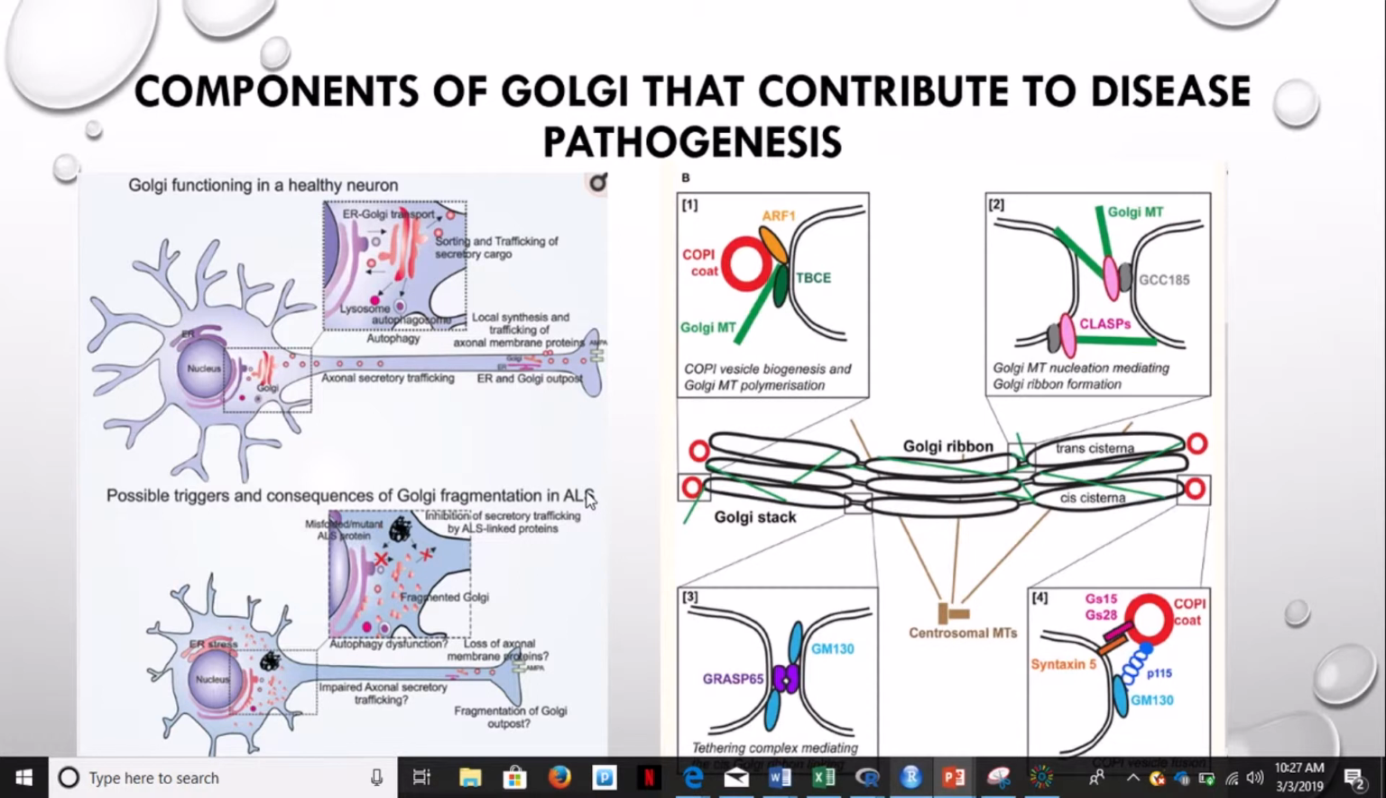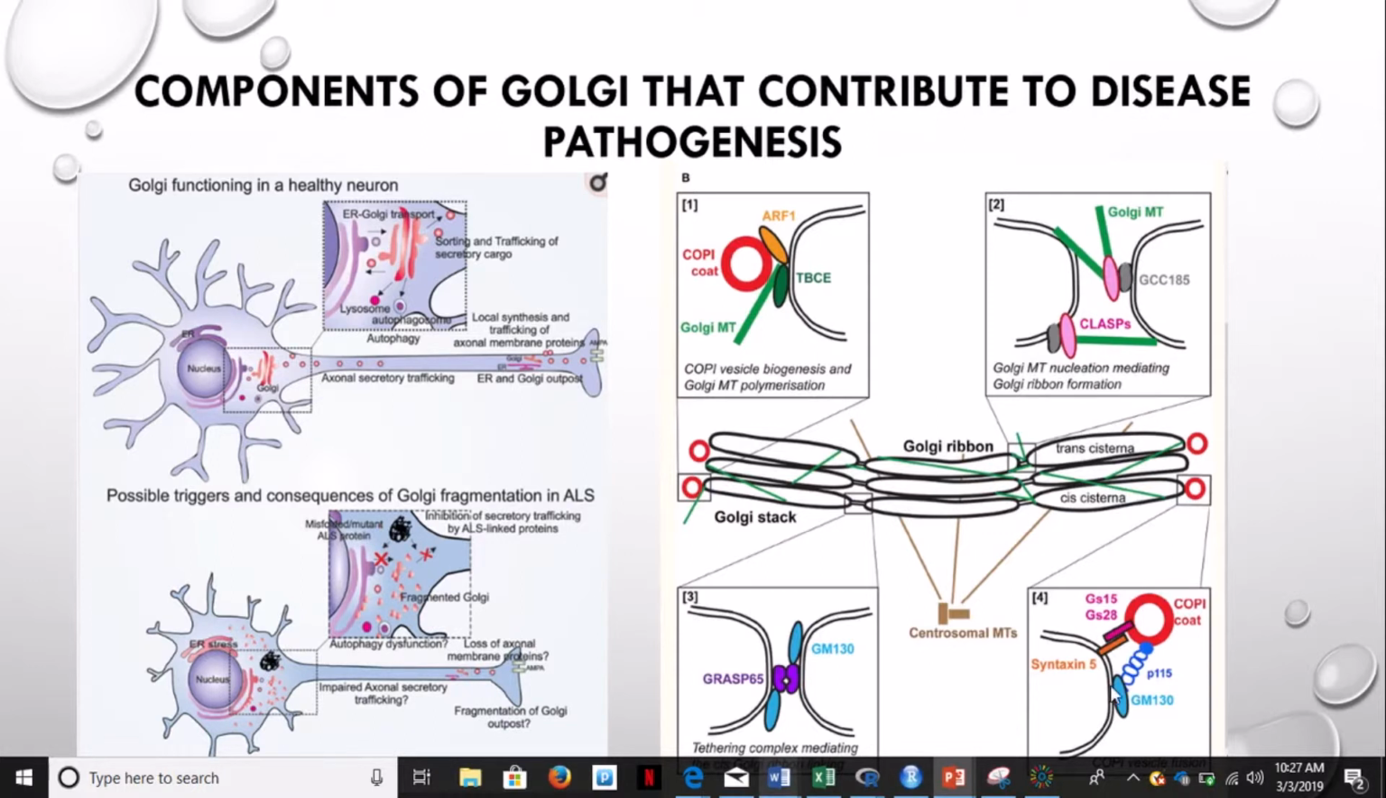I want to talk specifically about a couple of the key components of the Golgi. Here we see the ribbon formed, and we see the tubular portions formed. We see the cis and the trans side here, the COP1, COP2. COP1 is very important in the actual transport of the protein from the ER, intra-Golgi, and back to the ER. So you have COP1 and COP2.